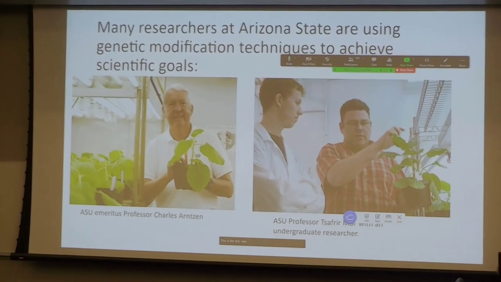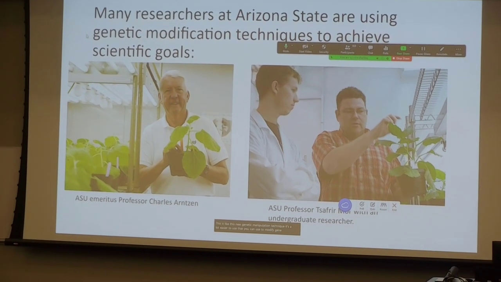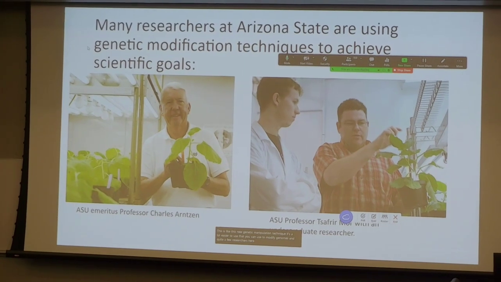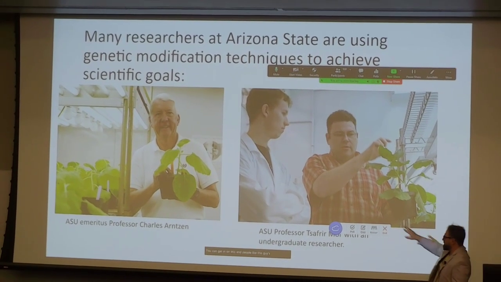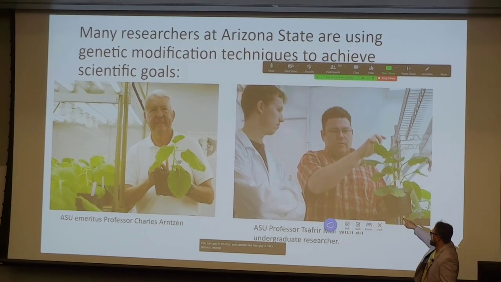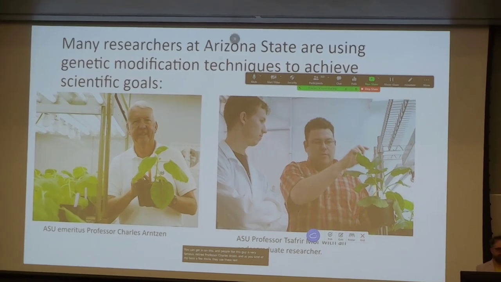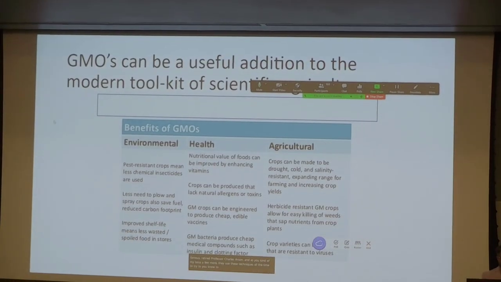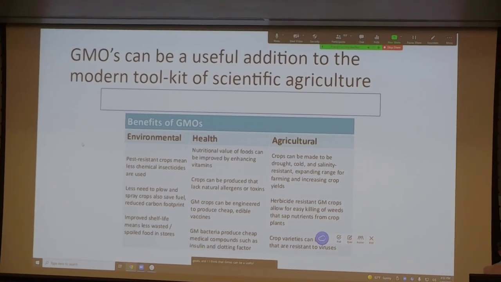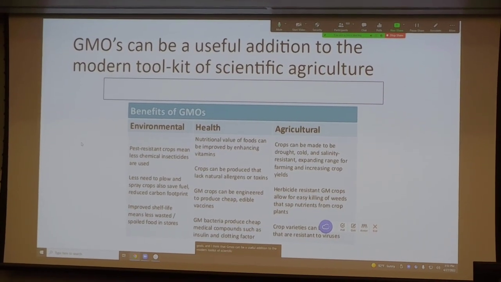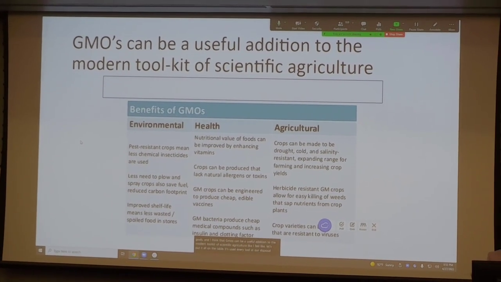Genetic manipulation techniques are a lot easier to use to modify genomes. And quite a few researchers here, it's part of their toolkit. If you're interested in this, you can get in on this. And people like this guy, very famous, retired professor Charles Arnson at ASU, kind of my boss, and others use these techniques all the time to achieve scientific goals. And I think that GMOs can be a useful addition to the modern toolkit of scientific agriculture. Like, I feel like, let's put it all on the table, let's use every tool at our disposal. That's my opinion. But you, of course, can disagree.